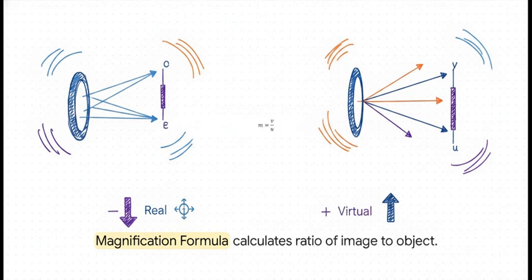If your result for m is negative, it means the image has flipped below the axis. You're looking at a real inverted upside-down image. But if your m is positive, the image is virtual and standing upright. This is incredibly useful because it tells you at a glance whether you're dealing with a giant magnified virtual image, kind of like when you look closely through a magnifying glass, or a shrunken upside-down real image that's being projected onto a sensor inside a digital camera.